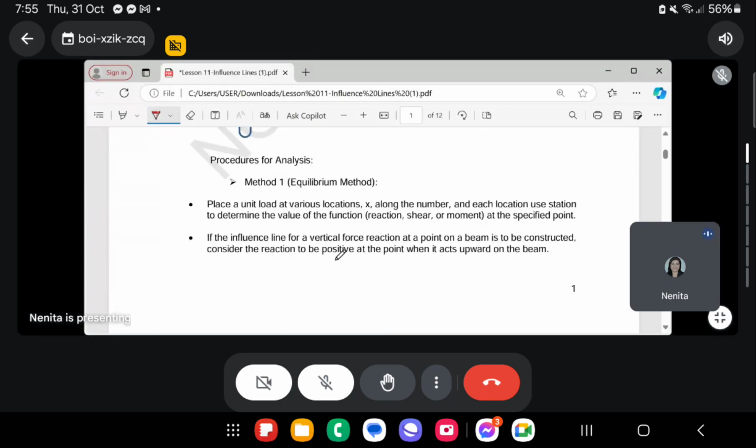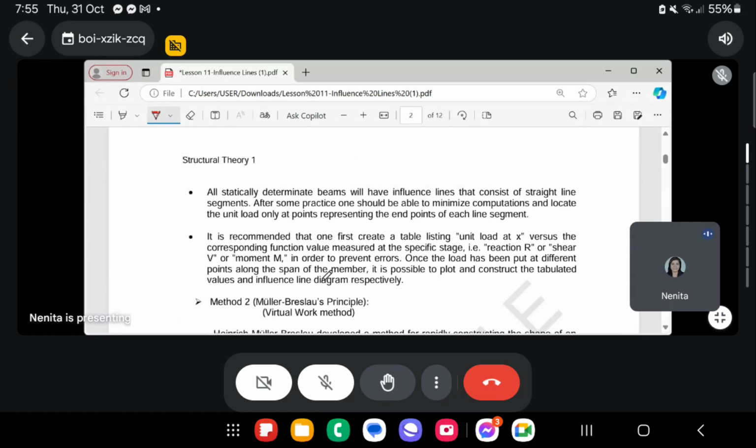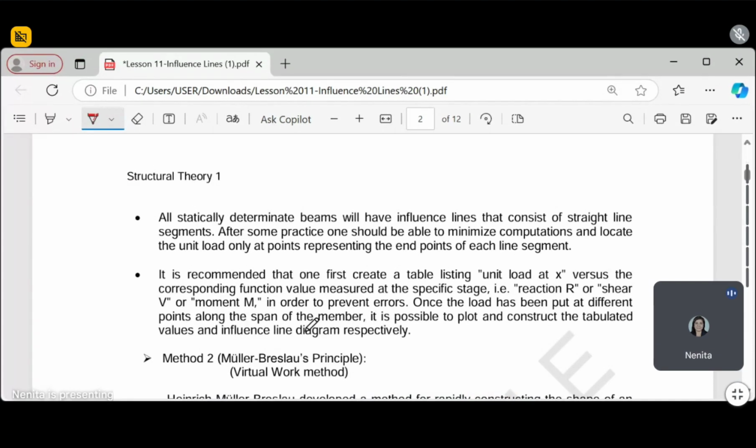If the influence line for a vertical force reaction at a point on a beam is to be constructed, consider the reaction to be positive at the point when it acts upward on the beam. Statically determinate beams will have influence lines that consist of straight line segments, unlike the shear, which has second and third degree curves. After some practice, one should be able to minimize computations and locate the unit load only at points representing the endpoints of each line segment.